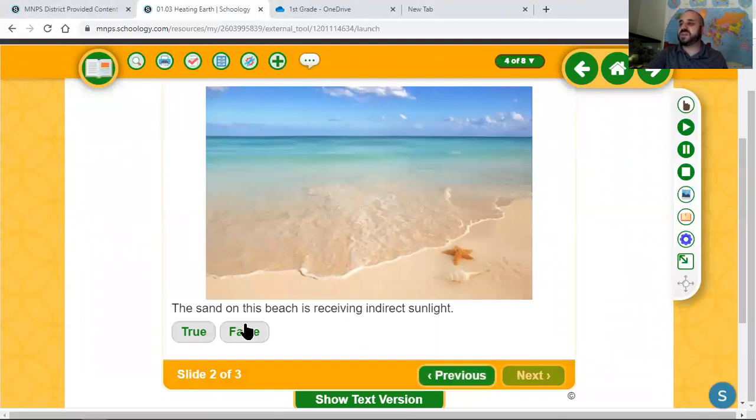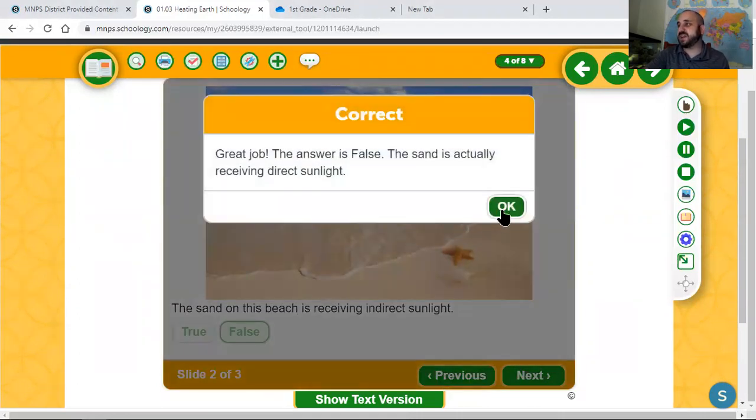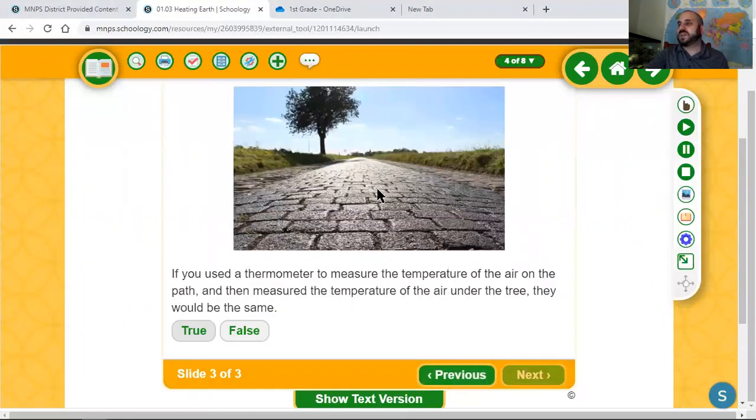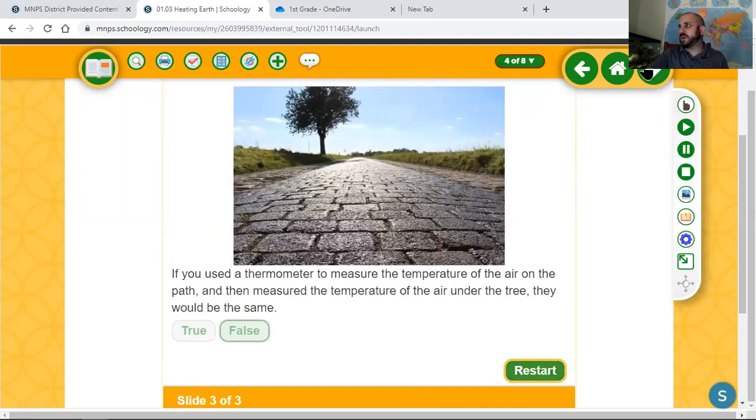The sand on this beach is receiving indirect sunlight. That is false. I see 0 shade or shadows on this beach. If you use a thermometer to measure the temperature of the air on the path and then measure the temperature of the air under the tree, they would be the same. So the question is, is it the same temperature out here on the path or under the tree? So they're saying that it would be the same, and we know that that is not true. All right, very good.